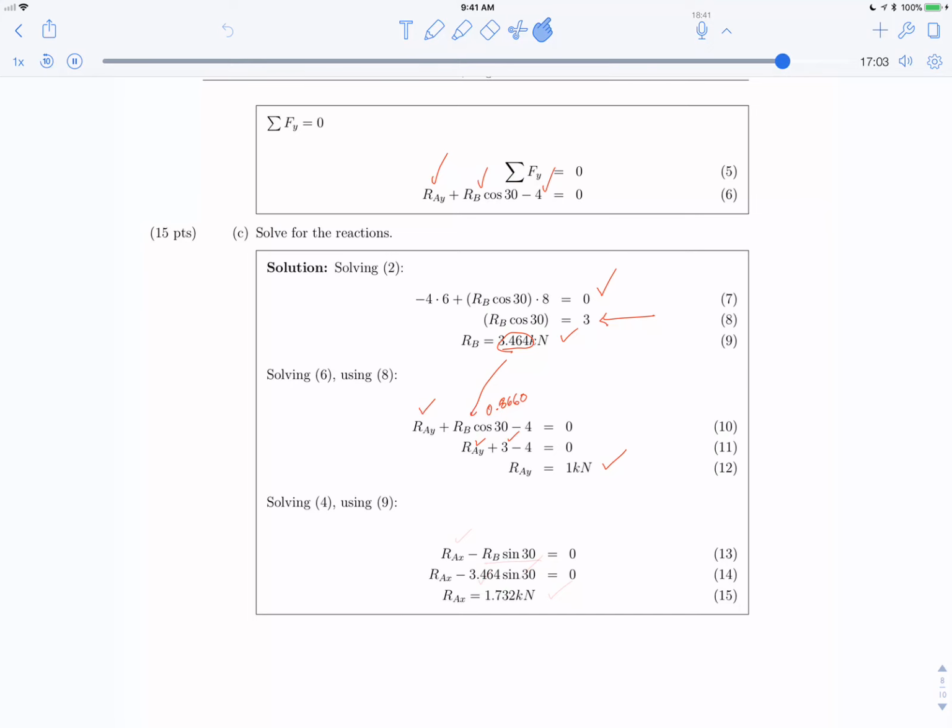Finally, I can get the X components by doing this. RAX. Okay, this one we don't have anywhere, so I had to put in the 3.464 for RB and sine 30, which is a half. And you get RAX is 1.732 kilonewtons.